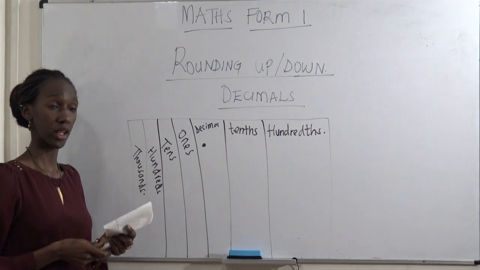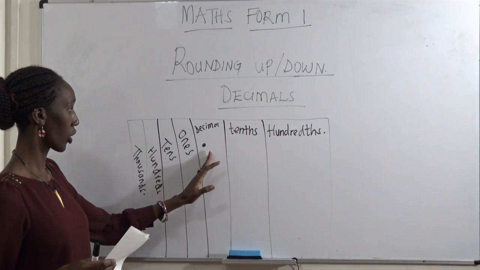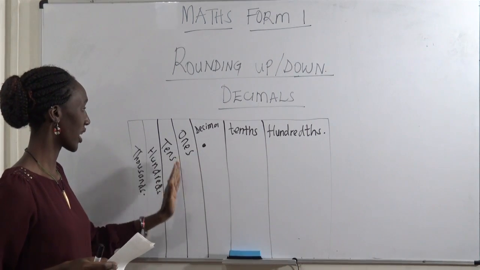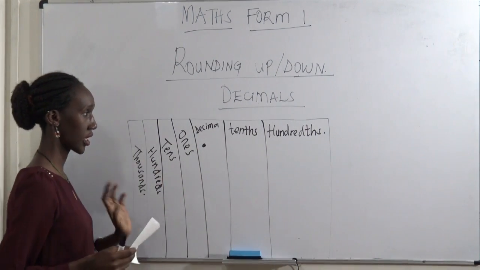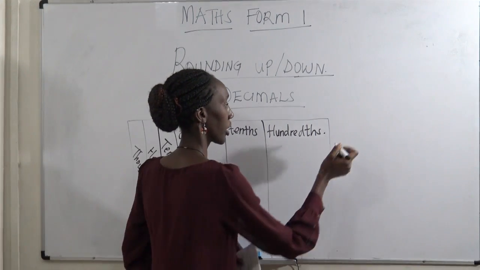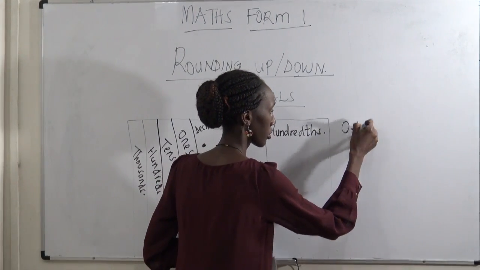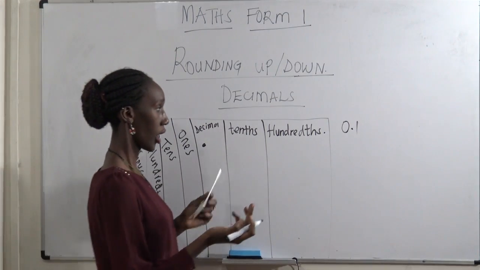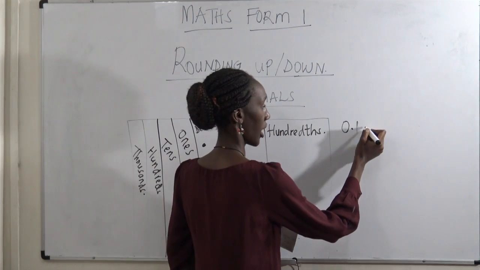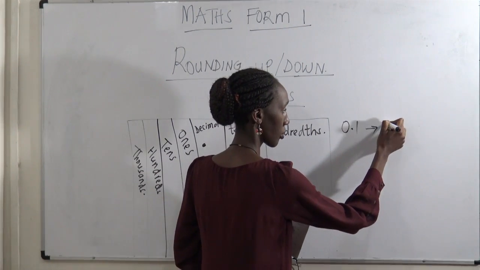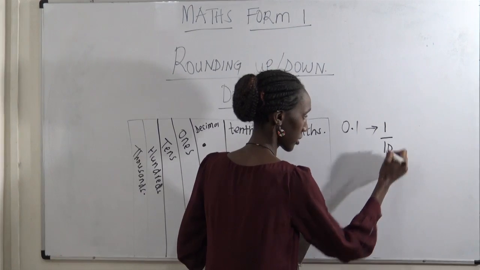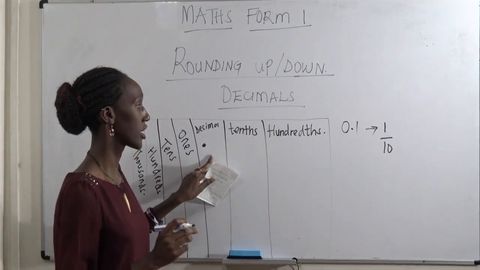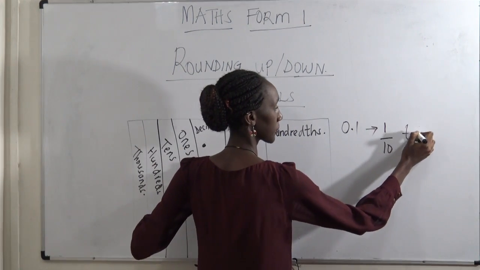So you may ask yourself, why is it after the decimal I go immediately to the tenths? And why is it after the decimal I just go straight to tenths? So here is an explanation. For example, if I had 0.1, then we're supposed to write it in the form of a fraction. How will you write this as a fraction? As a fraction, you're going to write it as 1 over 10. So hence we say the immediate place value after the decimal is the tenths.